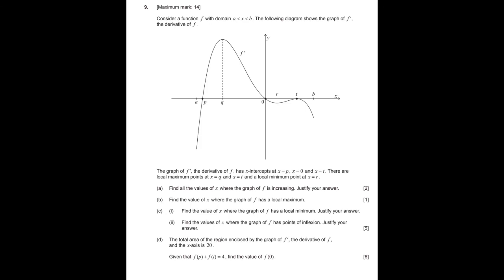Part B. Another question about the function, the local maximum. So all these things are questions basically about the function. C is local minimum and points of inflection. And then D, finally, we have to interpret what this means, the total area enclosed by the graph of the derivative. So that's D. All right, so let's take a look.